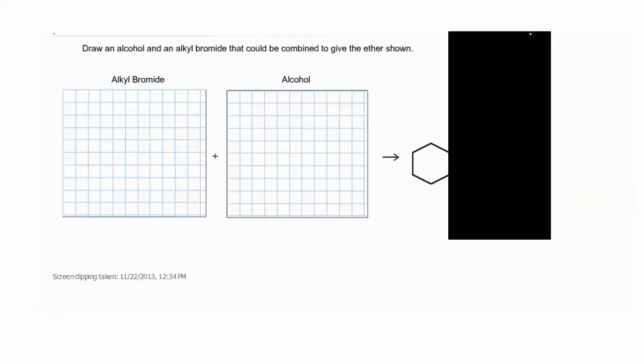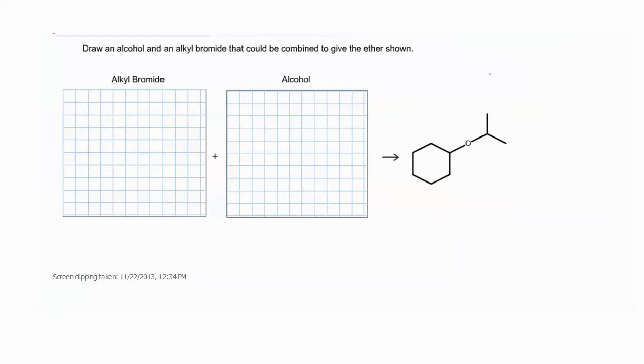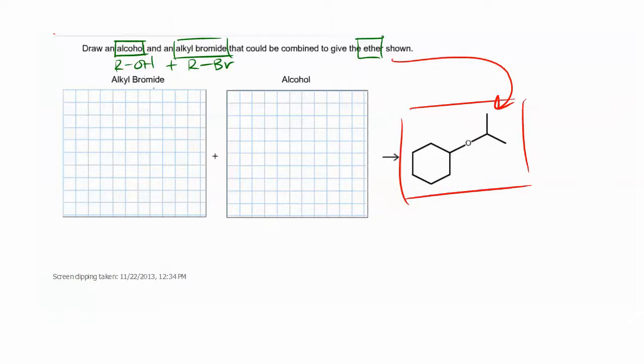Alright, so this is the next problem. So we have to draw the alcohol and the alkyl bromide. So this is some kind of RBr, ROH. That could be combined. So we're going to combine both of these guys to generate the ether that is shown. And that ether that is shown is this guy here. So we got to figure out which ROH and which RBr will combine to give us this ether here.